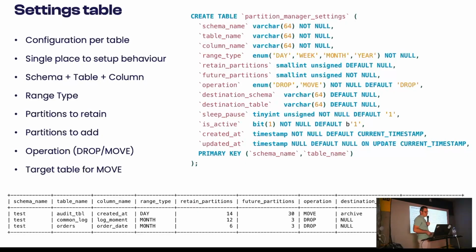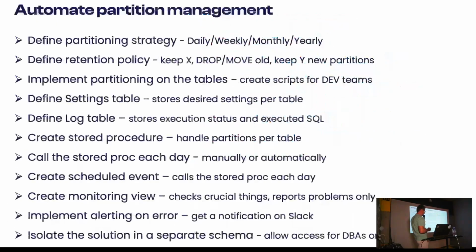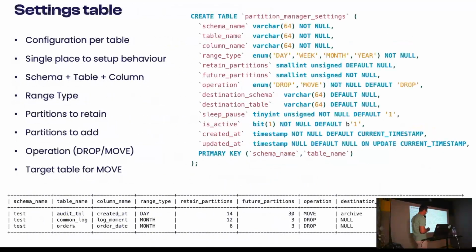So how my settings table actually looks like, I will not go into details. This is just an example for a moment of how that looks. I need to provide some kind of configuration per table. So in this table, I want to have the option to provide input for multiple tables, and for each of these tables, I want to have the full input that I need to give to the automation. So it should be a single place to set up the behavior. So if I open this table with a select, I should see everything related to my automation and understand how it will work in the background.